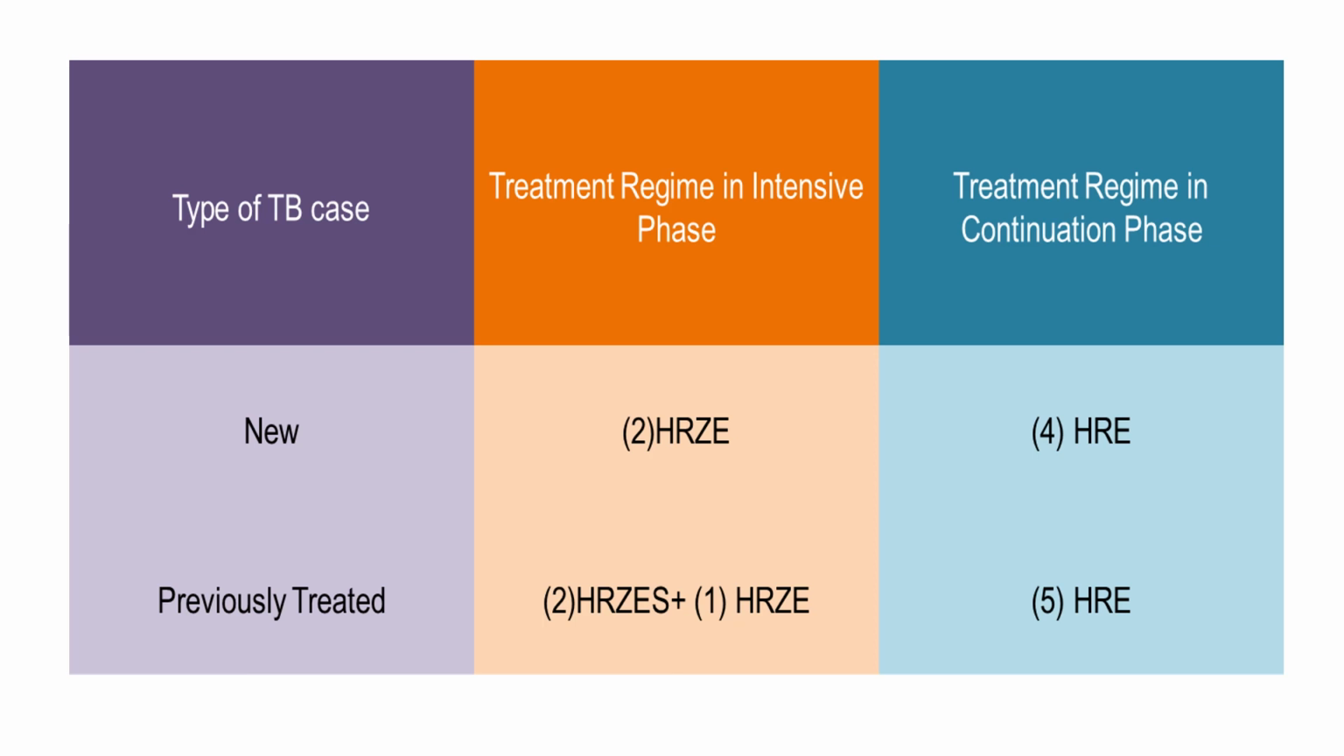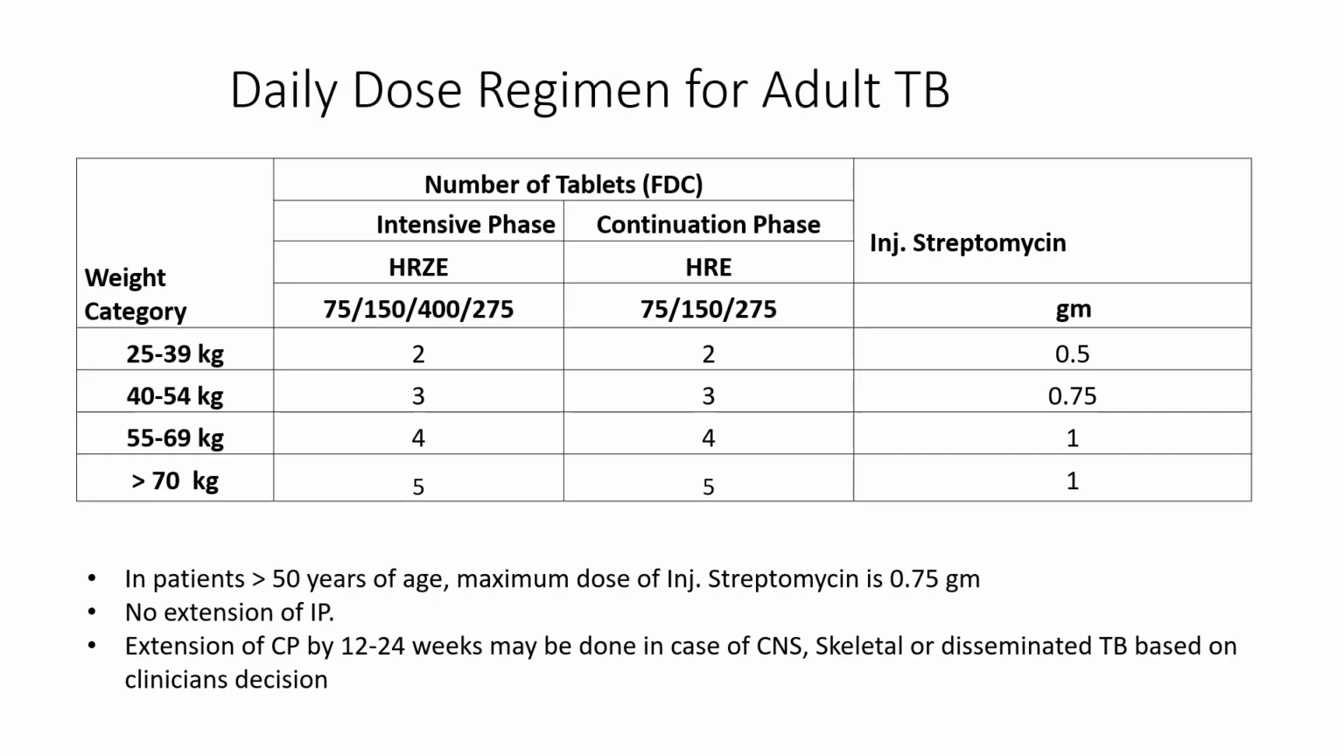And in the previously treated category, which is applicable in this particular problem card, the 2 months of 5-drug regime, that is INH, rifampicin, pyrazinamide, ethambutol, streptomycin, and 1 month of 4-drug regime. And the continuation phase is for 5 months of 3-drug regime of INH, rifampicin and ethambutol. The daily dose regime for adult tuberculosis varies according to the weight category. And as you can see here, I mentioned the number of tablets to be taken because usually the blister packs are given, and accordingly the patient needs to take.